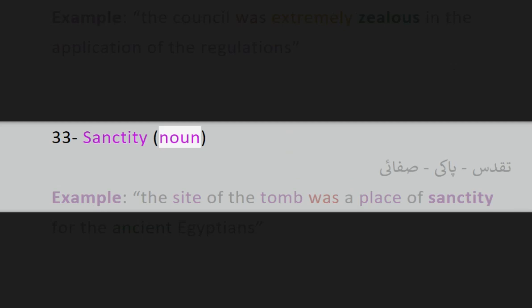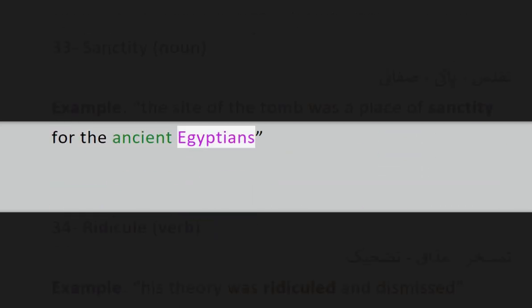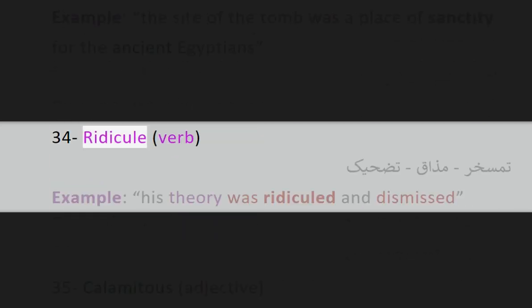33. Sanctity, noun. Example: the site of the tomb was a place of sanctity for the ancient Egyptians. 34. Ridicule, verb. Example: his theory was ridiculed and dismissed.